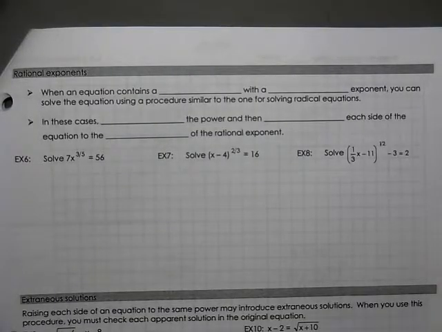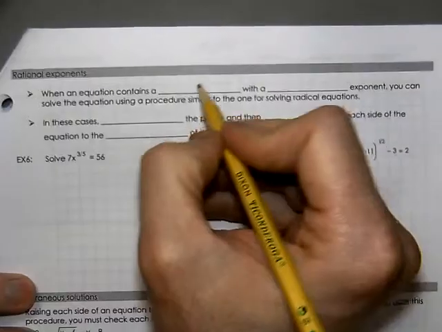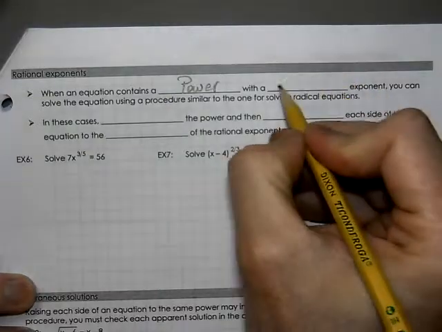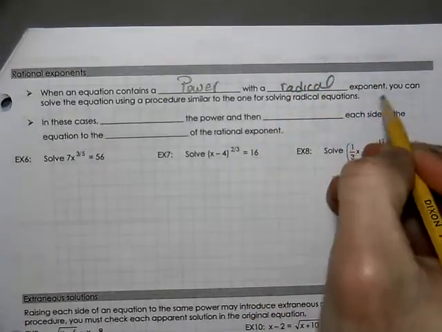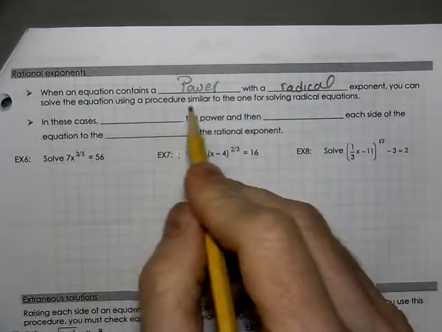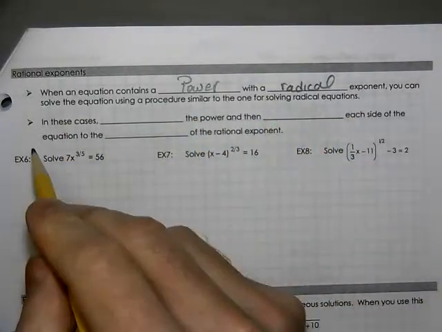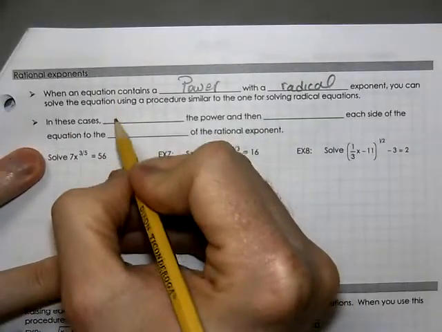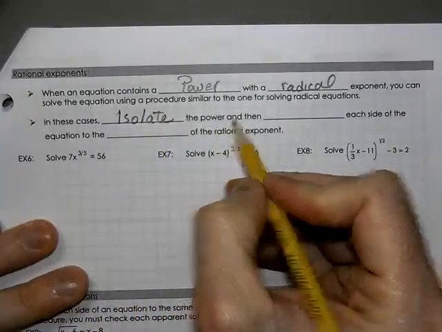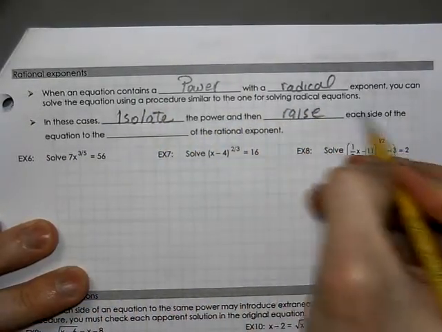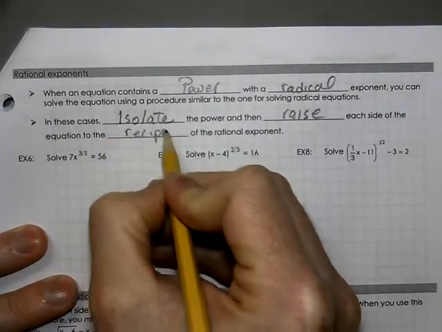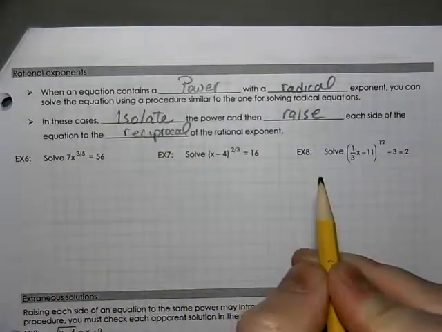On the second page, when an equation contains a power with a radical exponent, you can solve the equation using a procedure similar to the one we did with radical equations. In these cases, isolate the power and then raise each side of the equation by the reciprocal of the rational exponent.